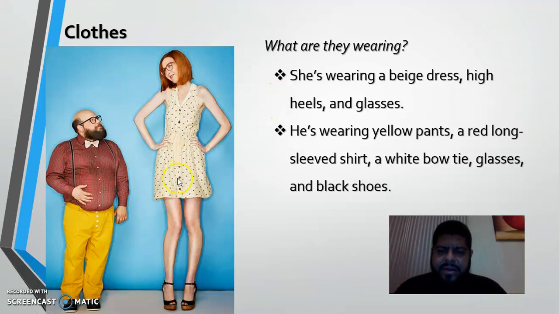Okay? Now, what is he wearing? He's wearing yellow pants, quite strange, a red long-sleeved shirt, a white bow tie. This bow tie in Spanish we know as una pajarita. And glasses as well, and black shoes.